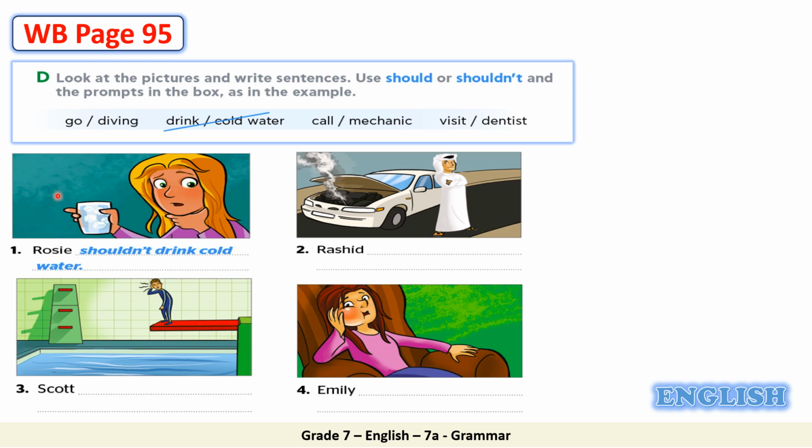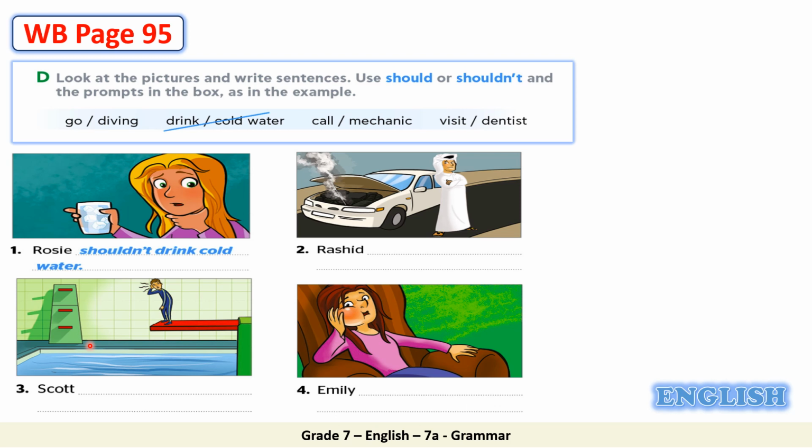The first picture is for Rosie. What's wrong with Rosie? She has got a sore throat. So what should Rosie do? Rosie shouldn't drink cold water. Now move to picture number 2. Rashid. The engine of Rashid's car is broken. So what should Rashid do?